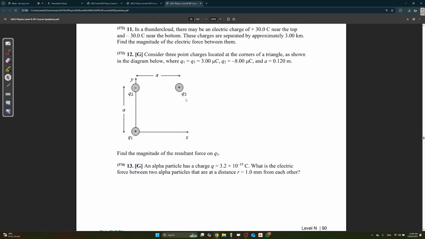Okay, question 12. Consider these 3-point charges located at the corners of the triangle as shown in the diagram below, where Q1 equals Q3 equals 3 micro coulombs and Q2 equals minus 8. So Q1 is 3 micro coulombs and Q3 is 3 micro coulombs and Q2 is negative 8 micro, why am I saying mu? I mean micro. And A is equal to 0.12 meters. So they gave us this is 0.12 meters. Find the magnitude of the resultant force on Q2. Okay, I forgot to mention that over here it's also 0.12 meters.